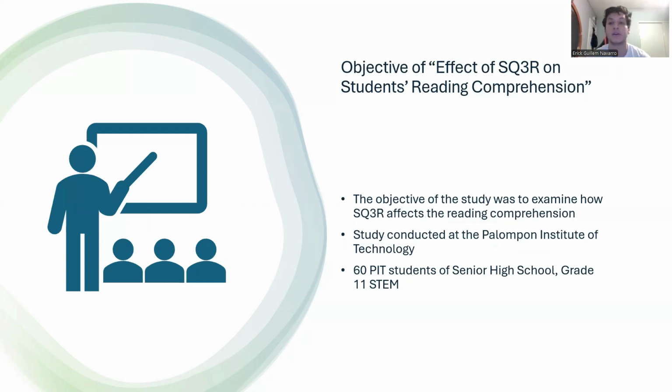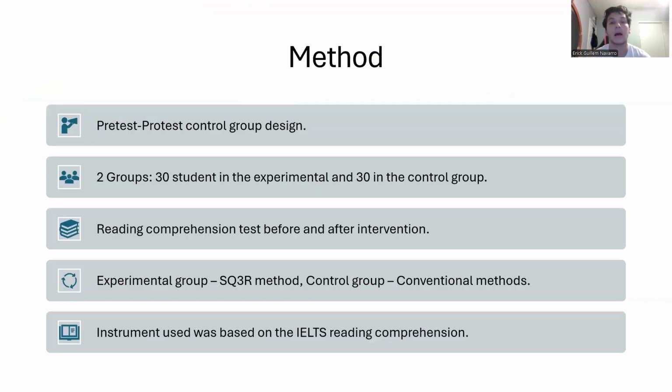In his article, the objective was to examine how SQ3R affects reading comprehension, and he conducted a study at the Palopum Institute of Technology. It consisted of 60 senior high school students, grade 11 in STEM. The method they used was a pretest-posttest control group design to measure the performance before and after the intervention.